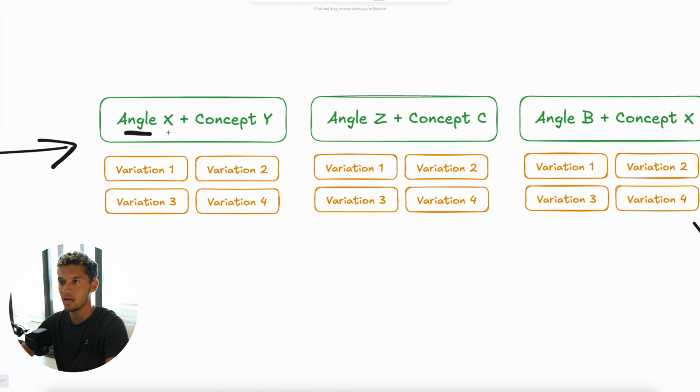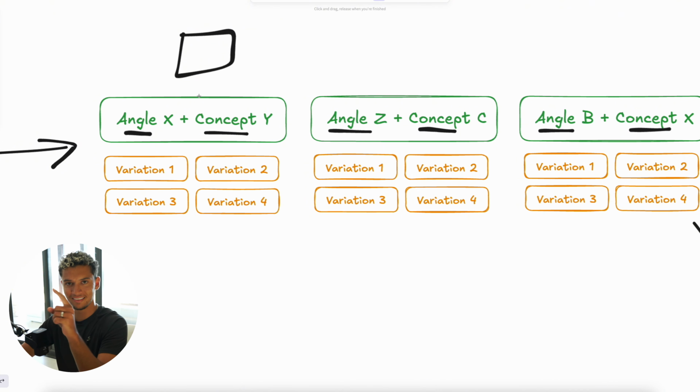So you would have an angle, a concept, a different angle, different concept, different angle, different concept. And these would be like, this would be one video. I need to stop doing arrows. This would be one ad. A guy with a freaking cowboy hat.